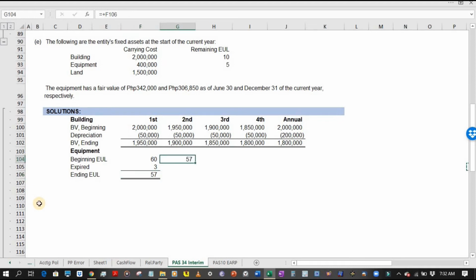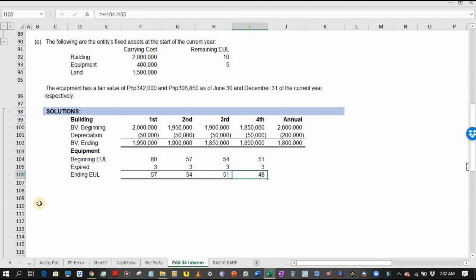And another 3 months will expire for the second quarter. So the ending useful life remaining at the second quarter is 54 months. So that will be the start of the third quarter. And another 3 months will expire. Thereby, the ending useful life remaining at the end of the third quarter is 51 months. Then, 51 months will be the starting point for the fourth quarter, less the additional 3 months expiration. So the ending useful life will be 48 months, and that will be as of December 31 of the current year.